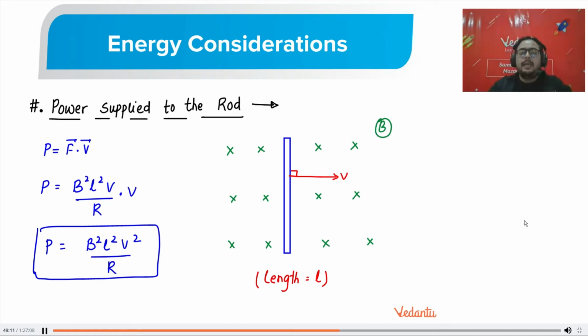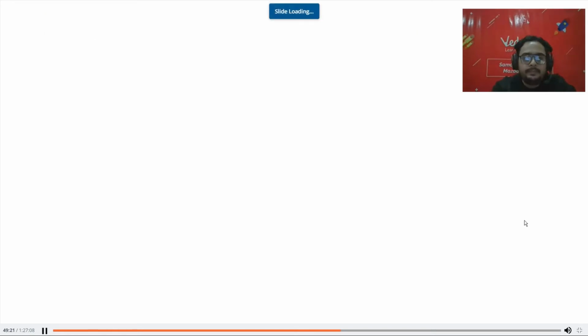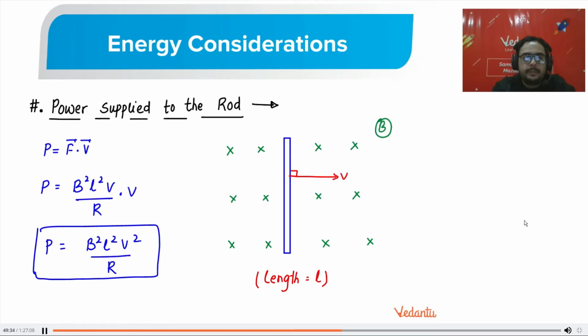Tell me, any doubts in this? Any problem, any difficulty, any issue? All good? Manisha, yeah, beta, theta will be 0, na? Force and velocity are in the same direction.